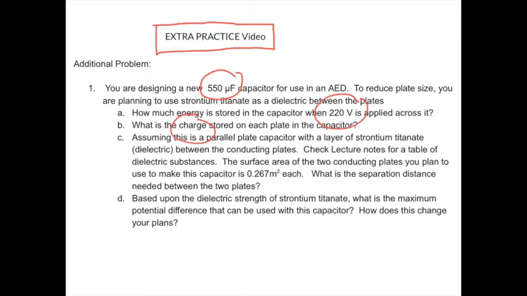But essentially, if you know where to put the number, that's going to take you a long way through any of these questions. Capacitor questions really are a lot of plug and chug. So if you know what kind of a number 0.267 square meters is, well, you know where to put that in, and that gives you a big hint as to which equations you should probably be using.